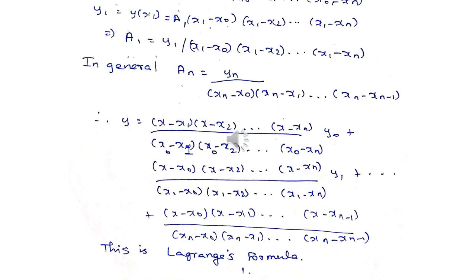We get y equal to x minus x1, x minus x2 up to x minus xn divided by x0 minus x1, x0 minus x2 up to x0 minus xn into y0 plus x minus x0, x minus x2 up to x minus xn divided by x1 minus x0, x1 minus x2 up to x1 minus xn into y1 plus and so on plus x minus x0, x minus x1 up to x minus xn minus 1 divided by xn minus x0, xn minus x1 up to xn minus xn minus 1, into yn. This equation is known as Lagrange's formula.